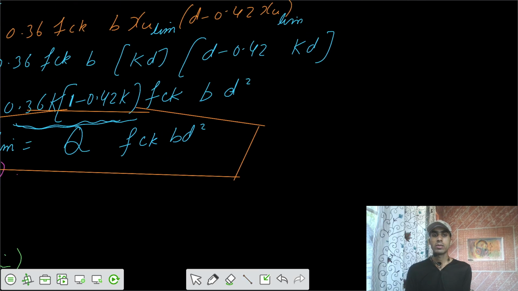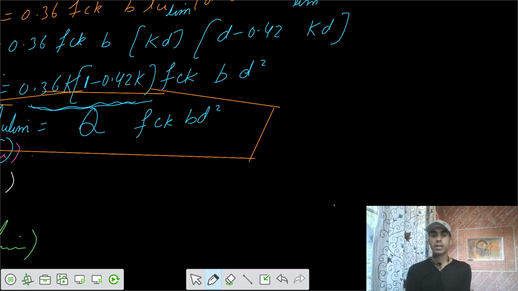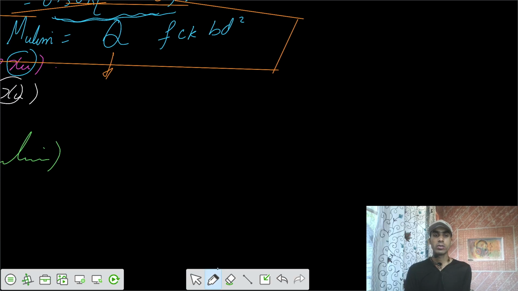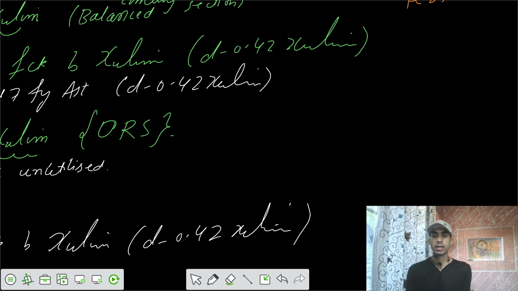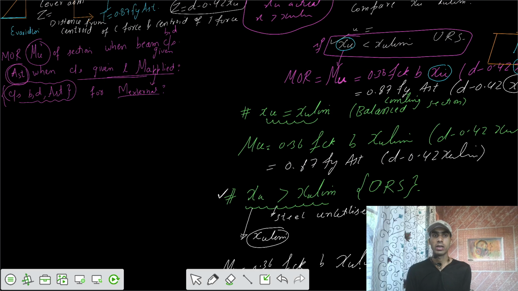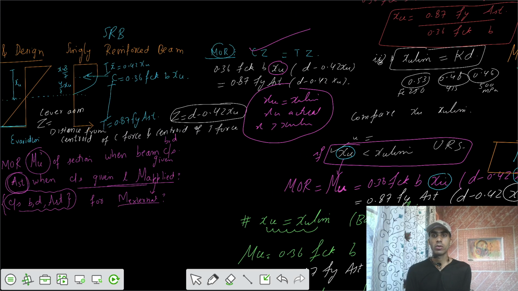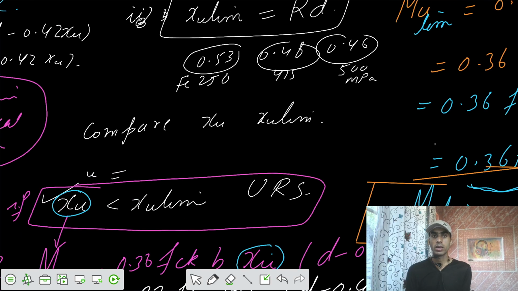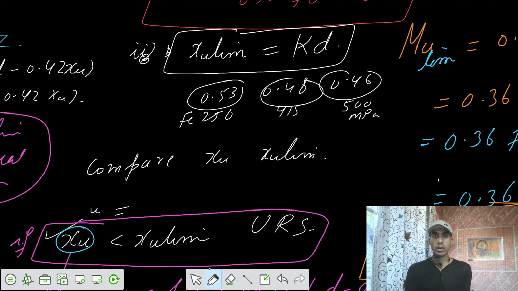And for different grades of steel, we already know the value of K, and from that I can get the value of Q for different grades of steel, and we have calculated those values. We already have written those values, so we can write that value here, value of Q. This was the value of K, and we can write value of Q also.